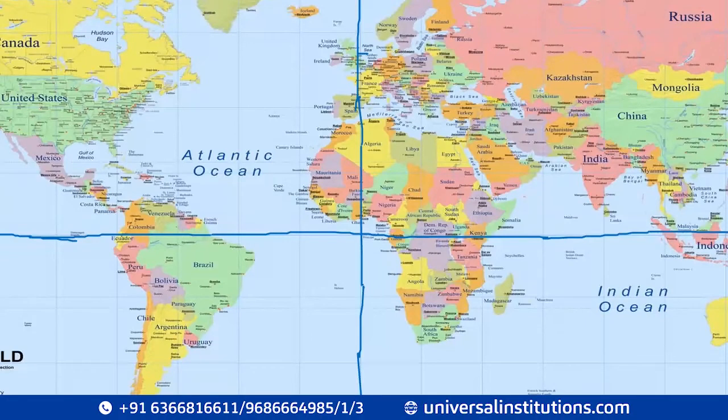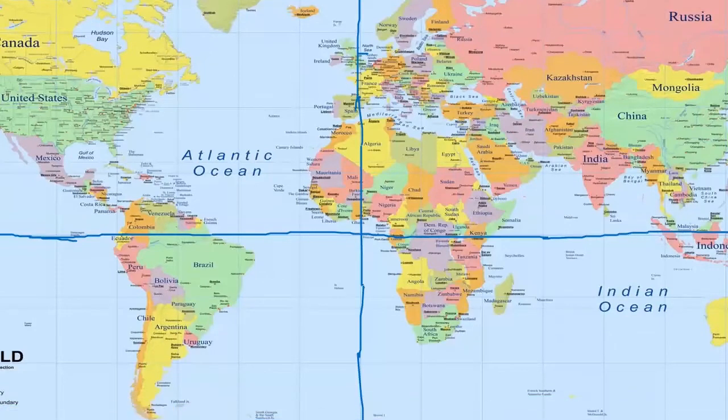15, 30, 45, 60. This is all west. Then 75, 90, 105, 120, 135, 150, 165, 180.